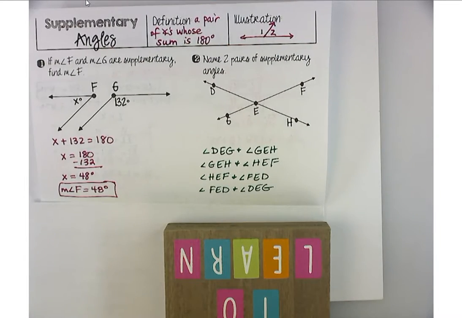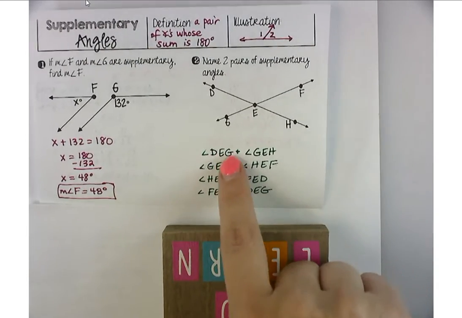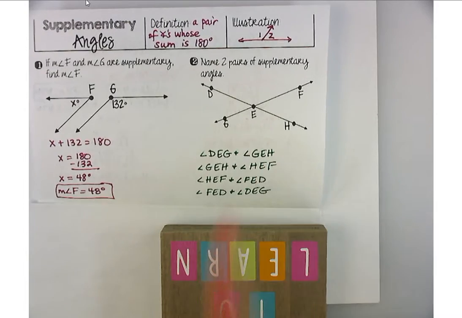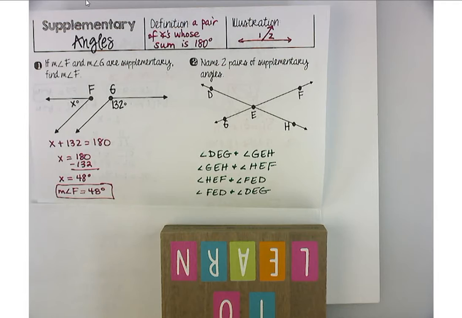Now, the order doesn't matter if it's forwards or backwards. So if you had GED and HEG, that's fine. If you had HEG and FEH, that's fine too. Okay, the middle does have to be the vertex, and the vertex for every single one is E. So E should be in the middle for every single one that you named. Okay?